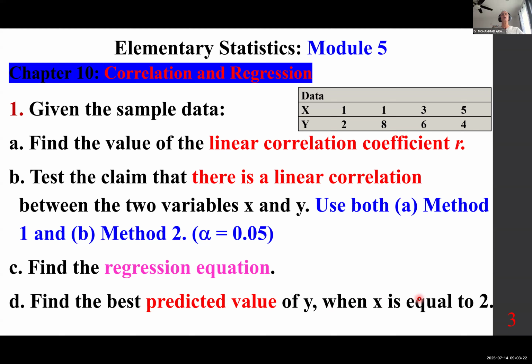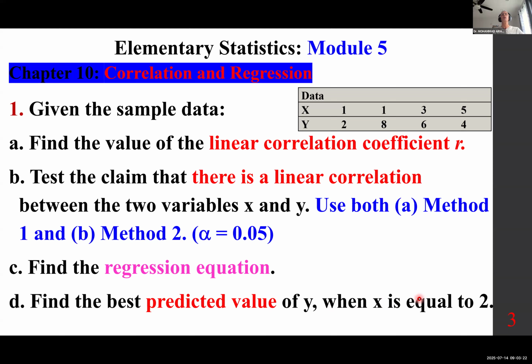So here's chapter 10, correlation and regression. Number one, given the sample data. As you can see, it's a very small sample data. Find the value of the linear correlation coefficient, or test the claim that there is a linear correlation between the two variables x and y. Use both A, method 1, and B, method 2, alpha equals 0.05.